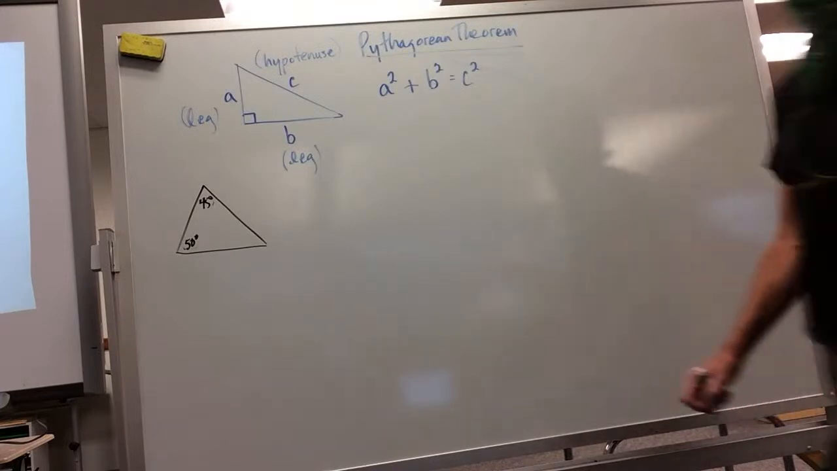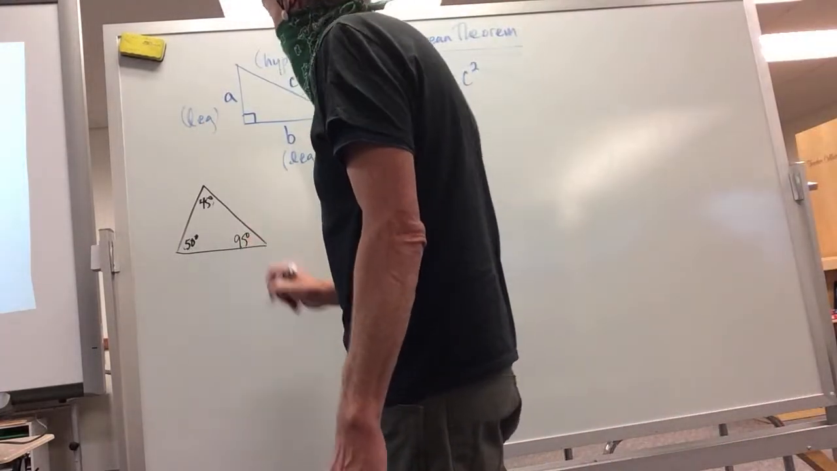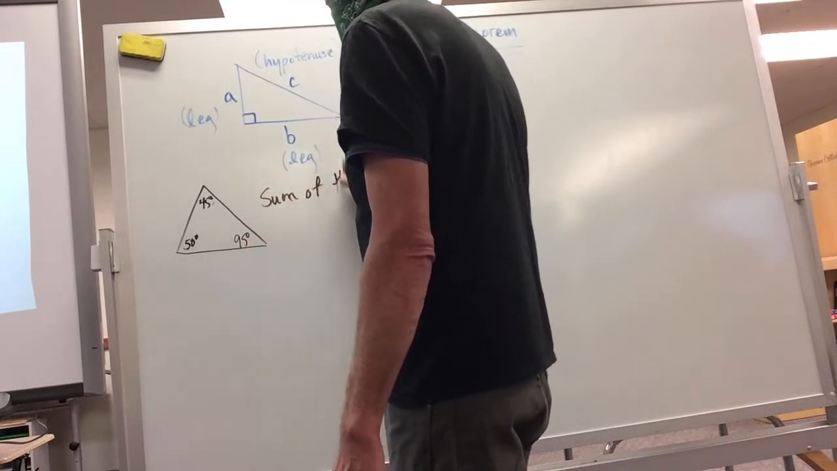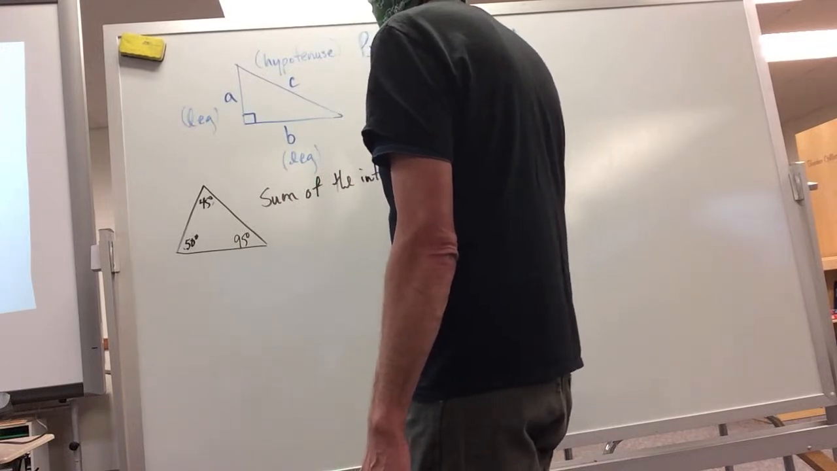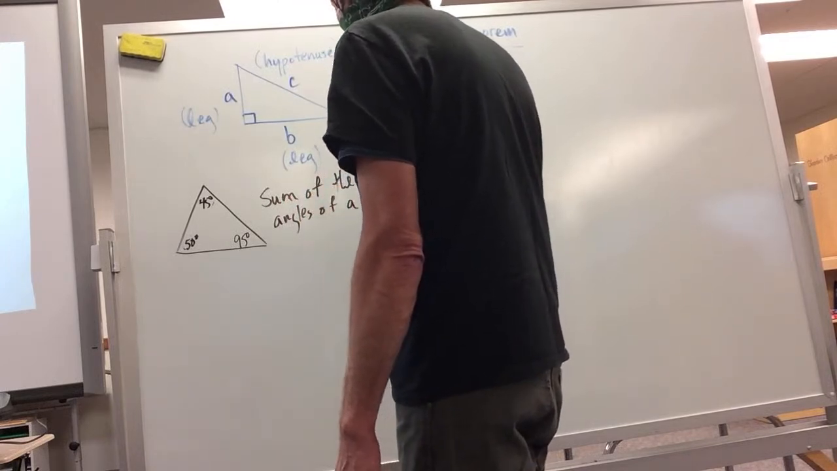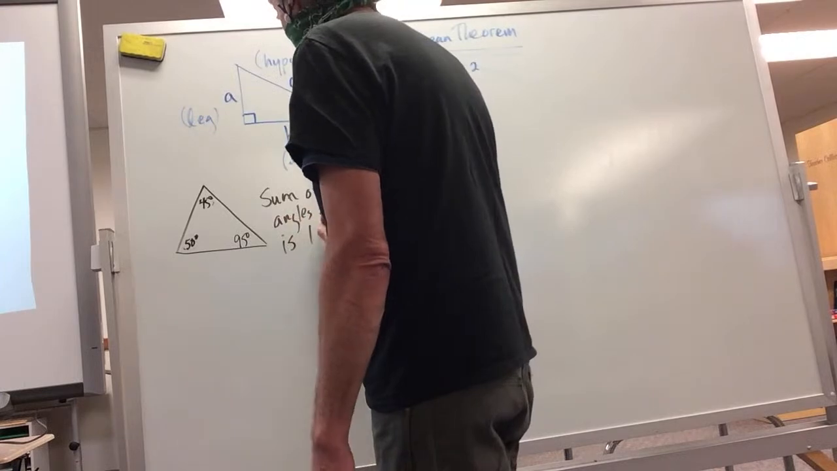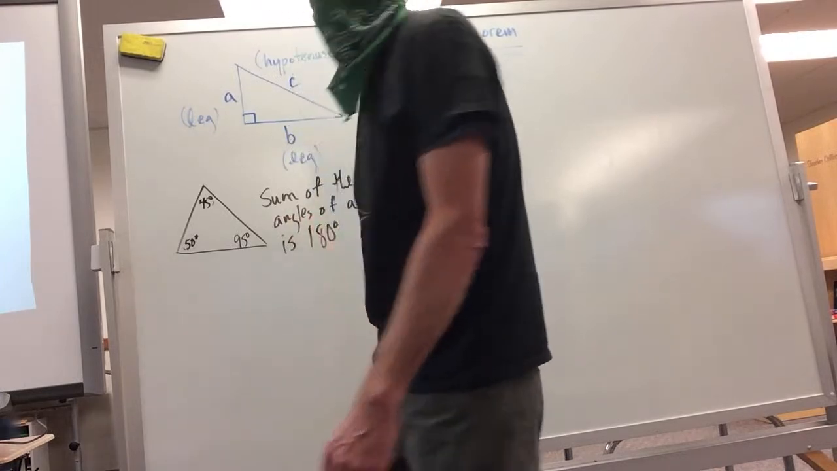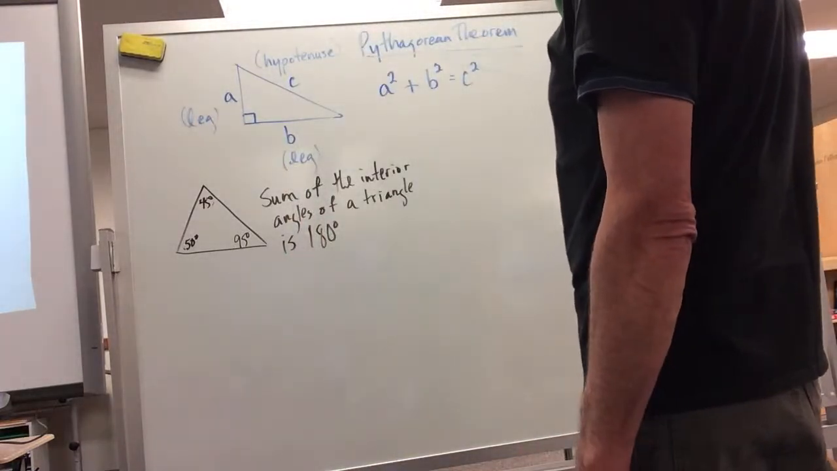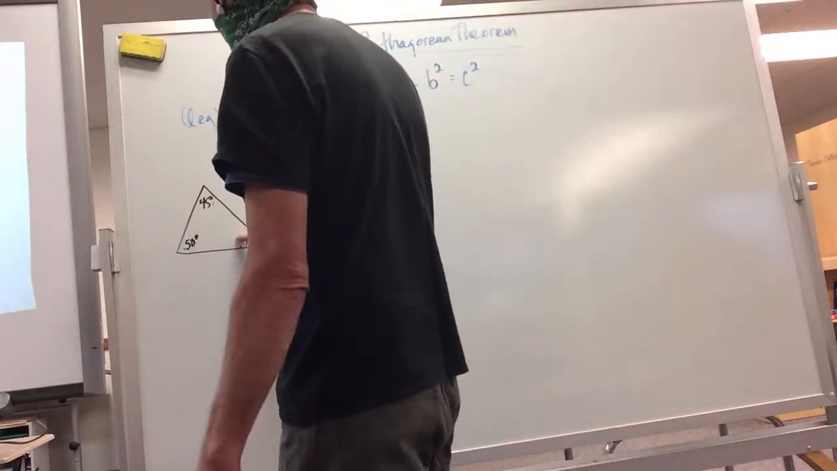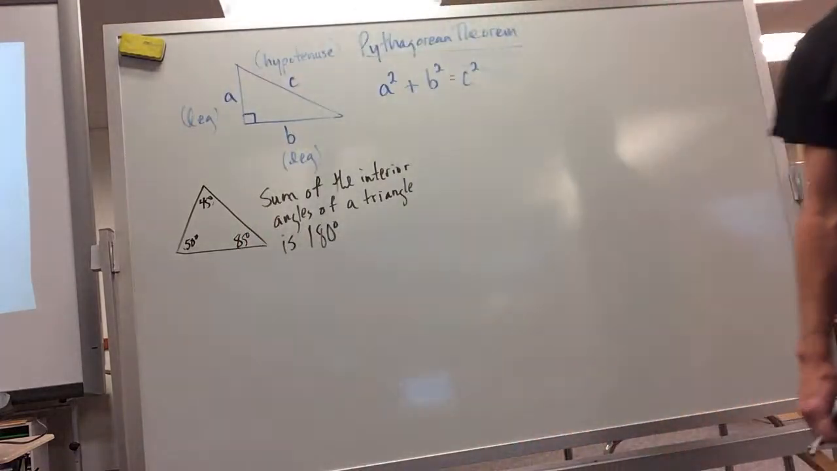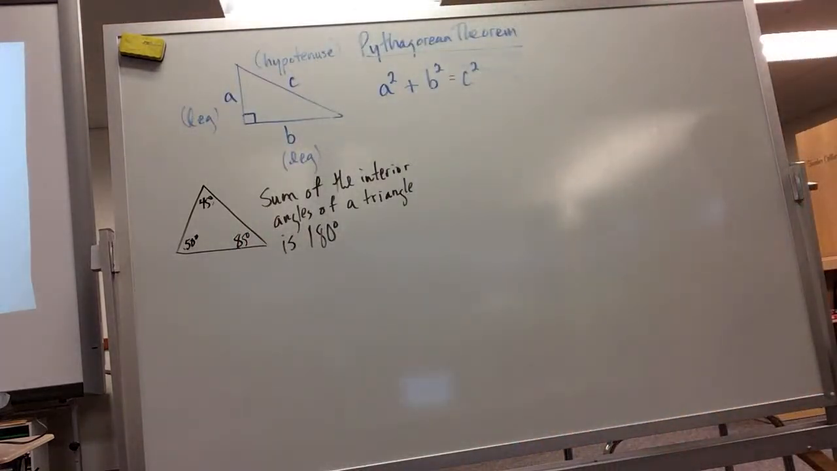85. 95? 95. Yeah, this has got to be 95. So you might want to write this down, that the sum of the interior angles of a triangle is 180 degrees. Is that 190? Yeah. And that does not look like 90. Oh, so then this can't be 95, it's gotta be 85. Okay, so it's gotta be 180 degrees.